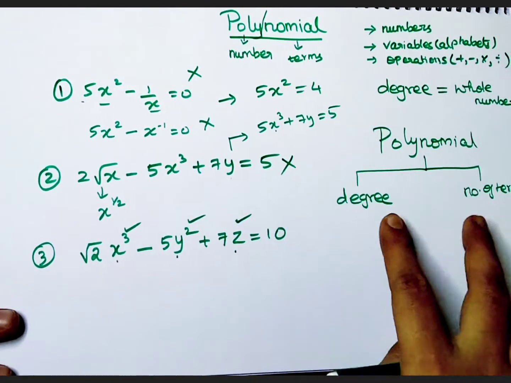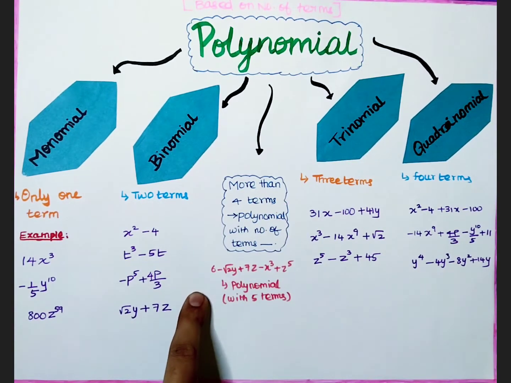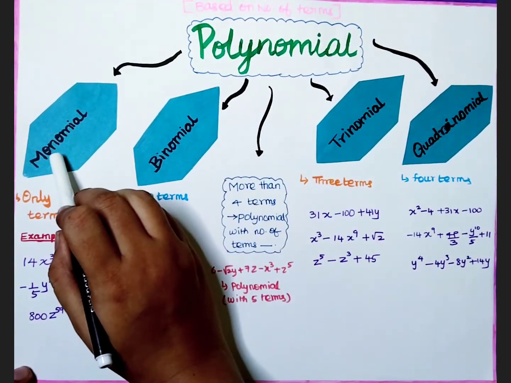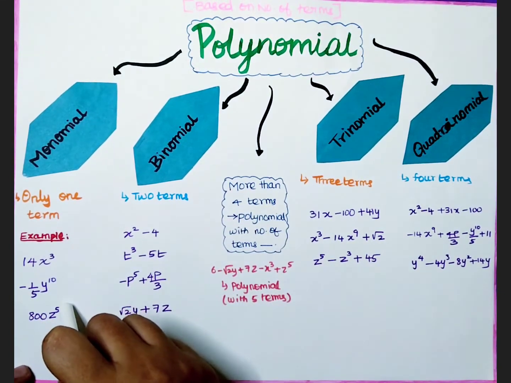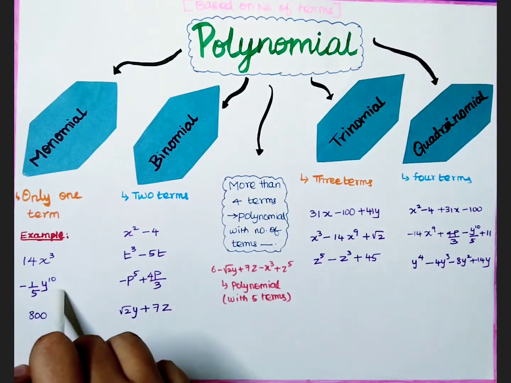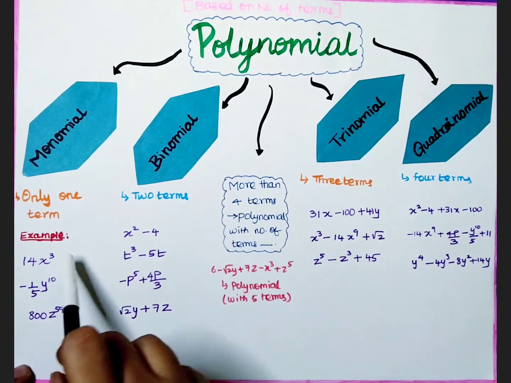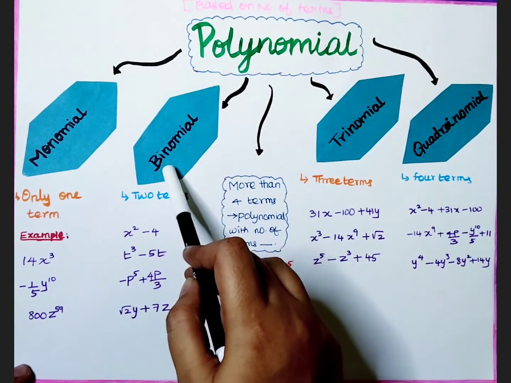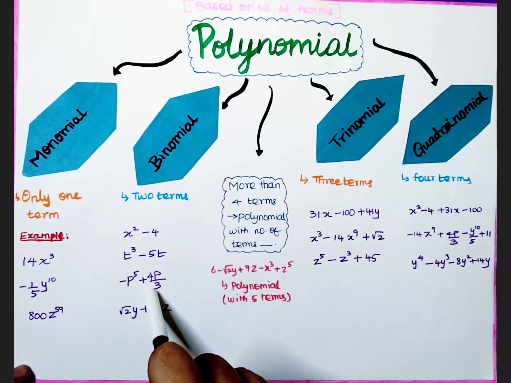Okay, so now we will see the classifications one by one. Based on the number of terms, we have monomial. In the name itself, mono means one, isn't it? So only one term, that is a monomial. Examples are minus 1 by 5 into y power 10, 800 into z power 59, etc. Binomial has two terms combined with the mathematical operations, addition or subtraction.